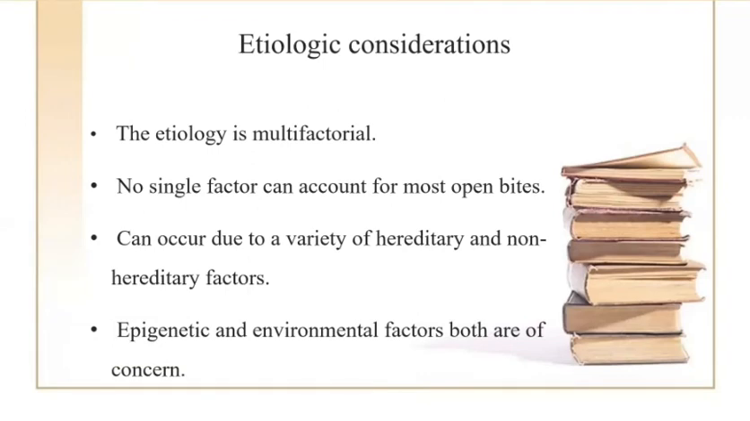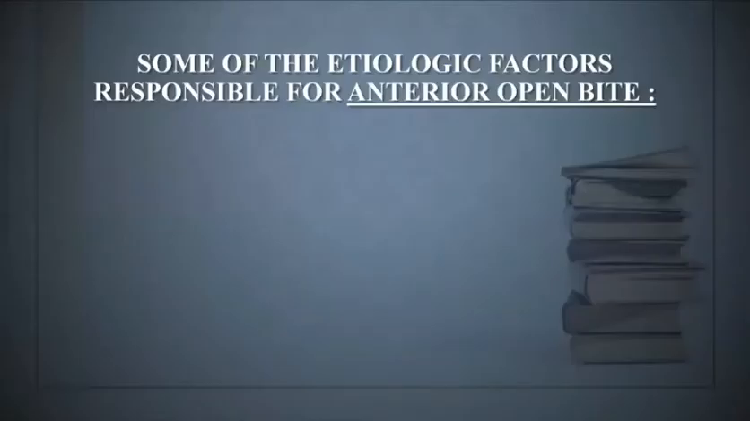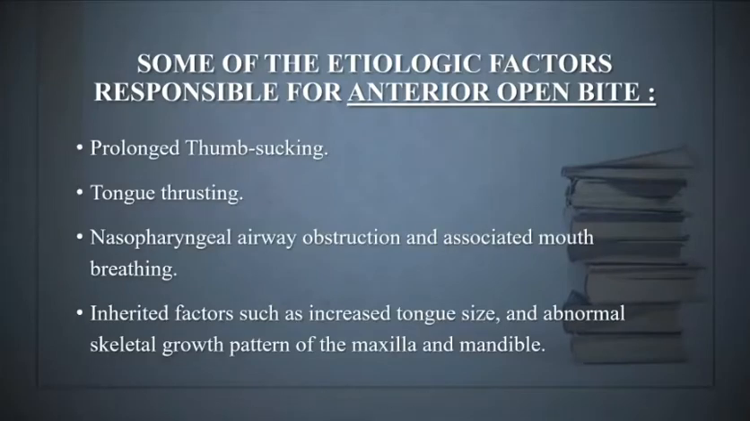Coming to the etiological considerations, etiology is not a single factor. That means it is multifactorial. It can occur due to a variety of hereditary and non-hereditary factors. Epigenetic and environmental factors are both of concern. Etiological factors responsible for anterior open bite are prolonged thumb sucking habit, tongue thrusting habit, nasopharyngeal airway obstructions, and associated mouth breathing. Inherited factors include increased tongue size and abnormal skeletal growth pattern of the maxilla and mandible.